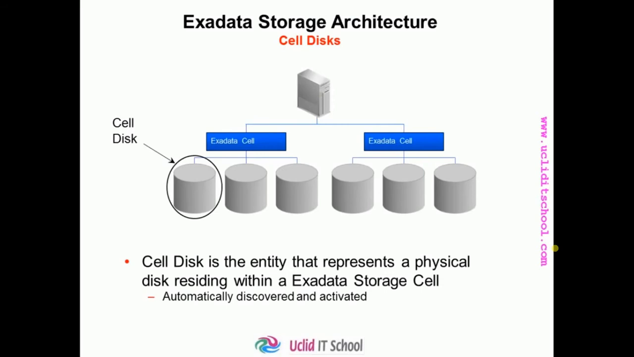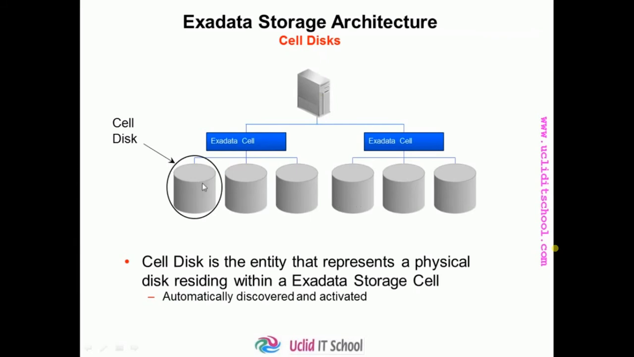Now, this slide shows you with a little bit of animation. In this slide, we have two storage servers, also called cells: Exadata cell, Exadata cell. For simplicity, each cell has 3 disks shown in this diagram. In real time, you have 12 disks, right? Now you have your database server accessing the storage servers, and the storage server manages the disks.